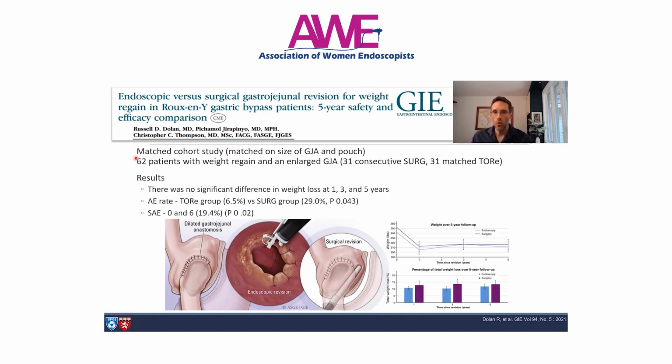Here we have a matched cohort study looking at 62 patients, 31 consecutive surgical patients matched with 31 TOR patients. And we can see here that there's no significant difference in weight loss at 1, 3, and 5 years. However, the TOR group, the endoscopic group, had substantially fewer AEs, 6.5% versus 29%, and no SAEs compared to a 19% SAE rate. So clearly, just as good from a weight loss standpoint and better from a safety standpoint.